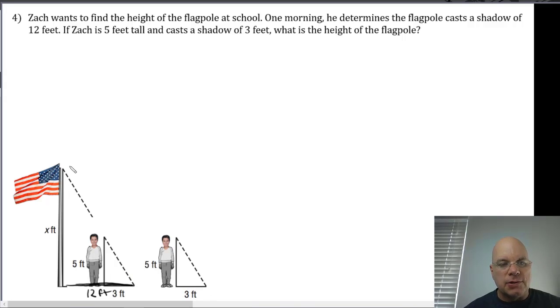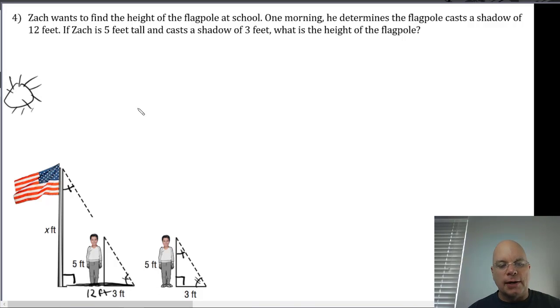Because the sun is creating the same angle with everything, the sun's rays are coming down at the same angle depending on the time of day. This angle for the flagpole is congruent to this angle that casts the shadow for Zach. So these angles are congruent. We know that the flagpole is at a right angle to the ground, and so is Zach standing at a right angle to the ground. So if those two angles are congruent, then these angles must also be congruent for a triangle. And so we have similar triangles.